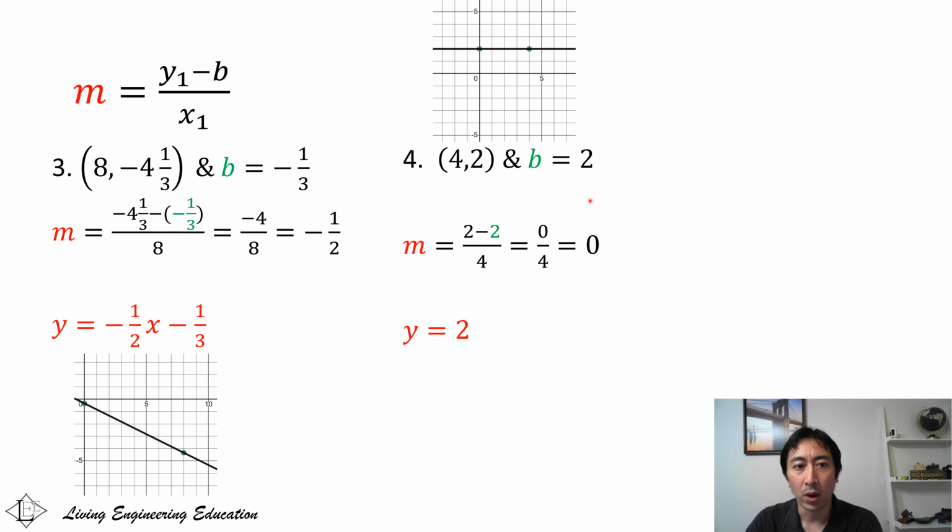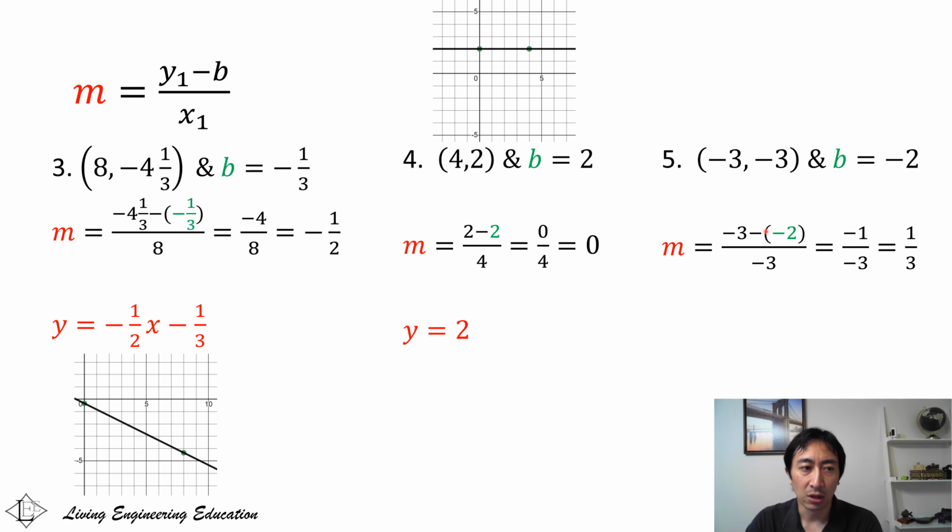All right, let's look at one last problem, problem 5. Problem 5, we have -3, -3 as our point, and -2 as our y-intercept. We're going to repeat the process that we've done a number of times already. Our numerator for our slope will be -3 minus -2, and our x1 value is -3. So our numerator will be -1, our denominator will be -3, which will give us a slope of 1/3.